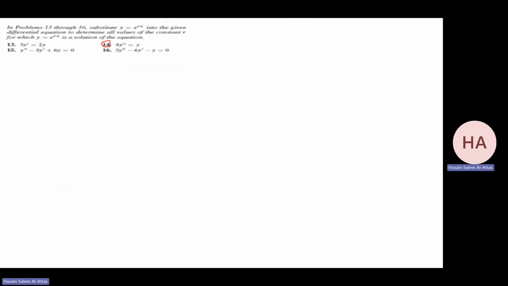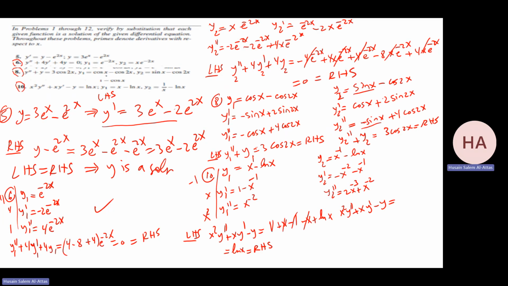That will be what? x squared y double prime, that will be 2x minus 1 plus 1. x times this, that will be minus x minus 1 minus 1, minus x minus 1 plus ln x. So this is cancelled and this is cancelled. So it's going to be ln x, which is the right-hand side. So this is correct.